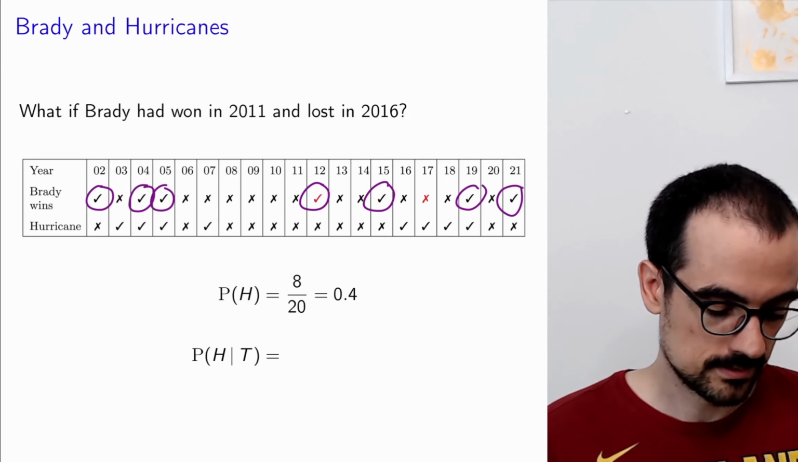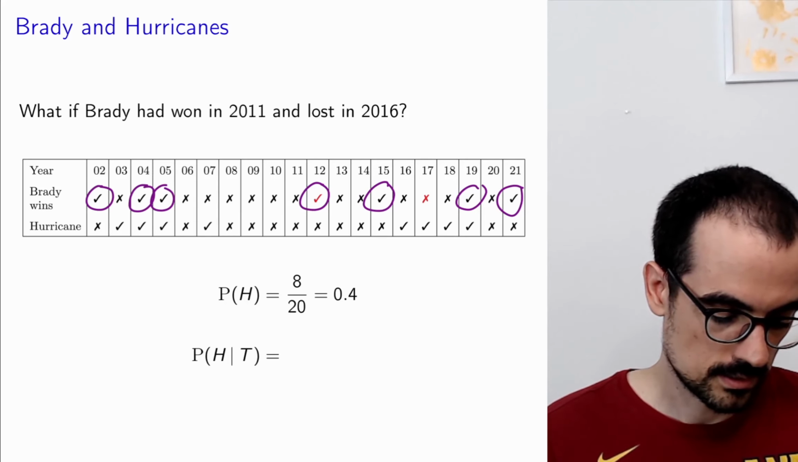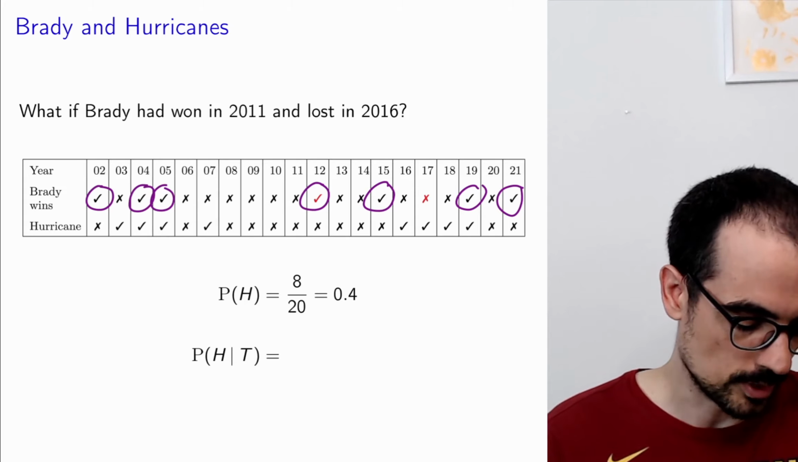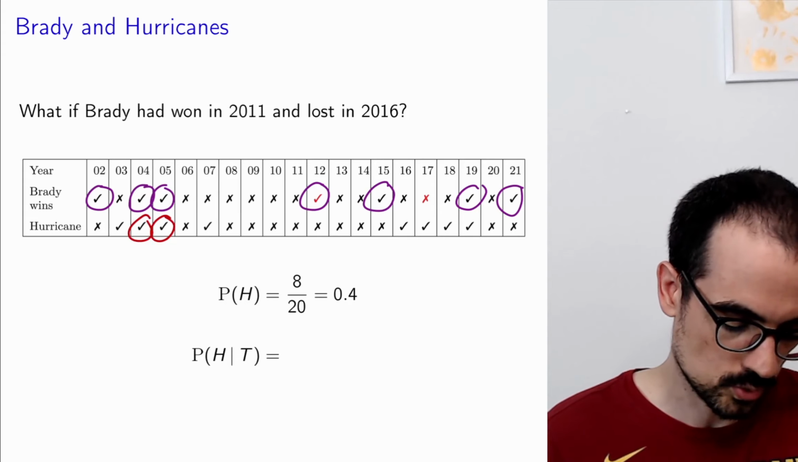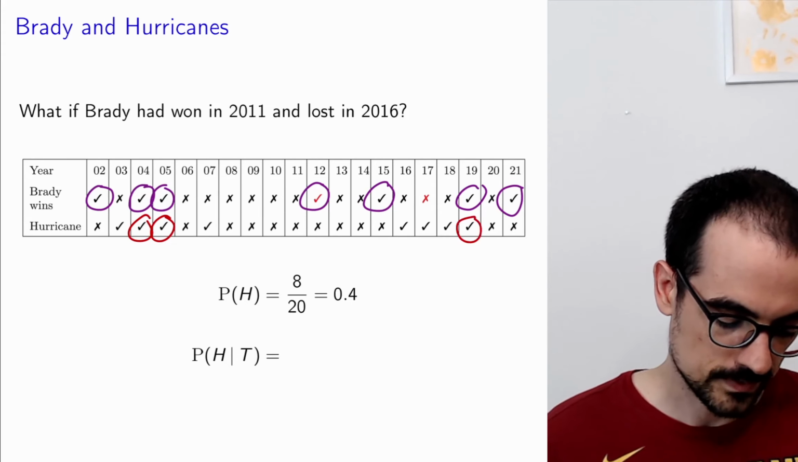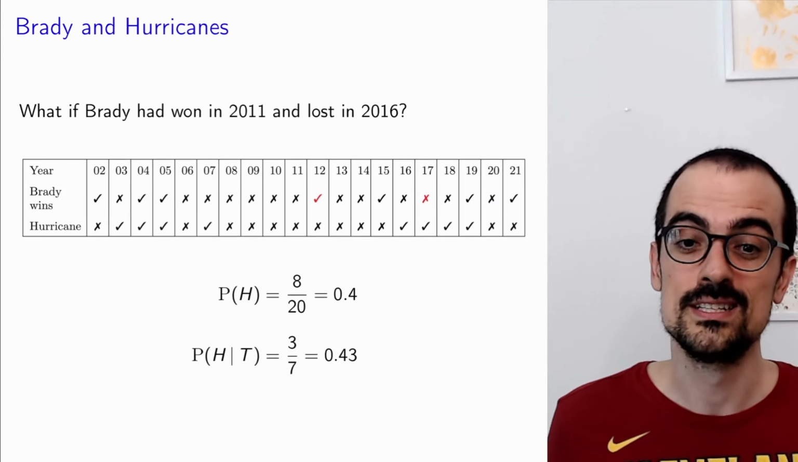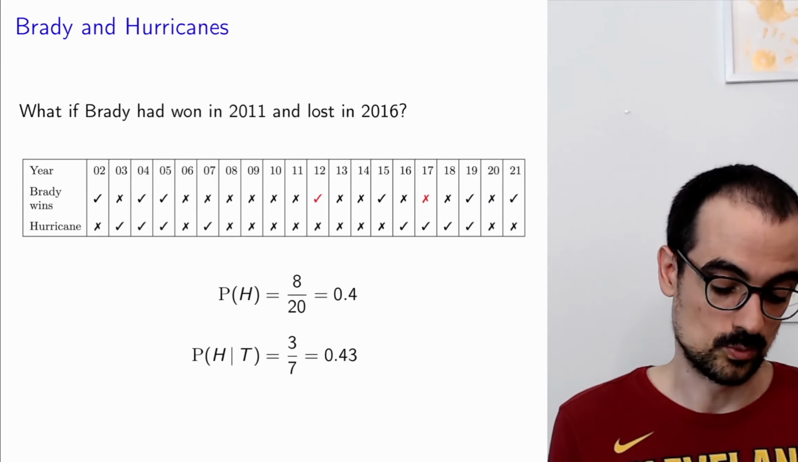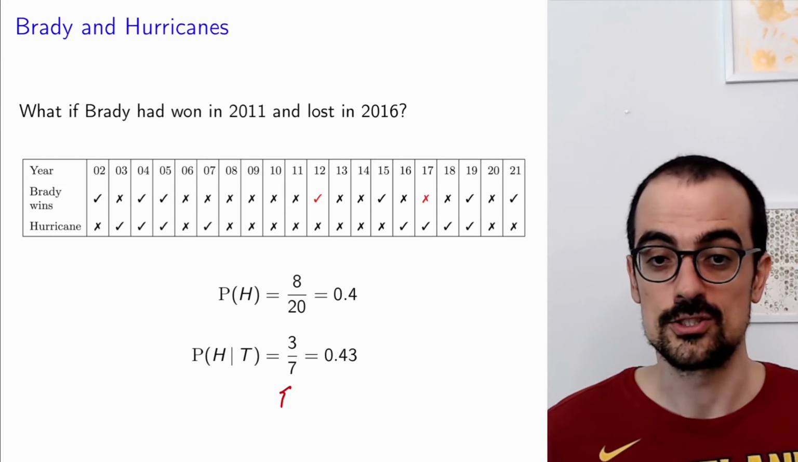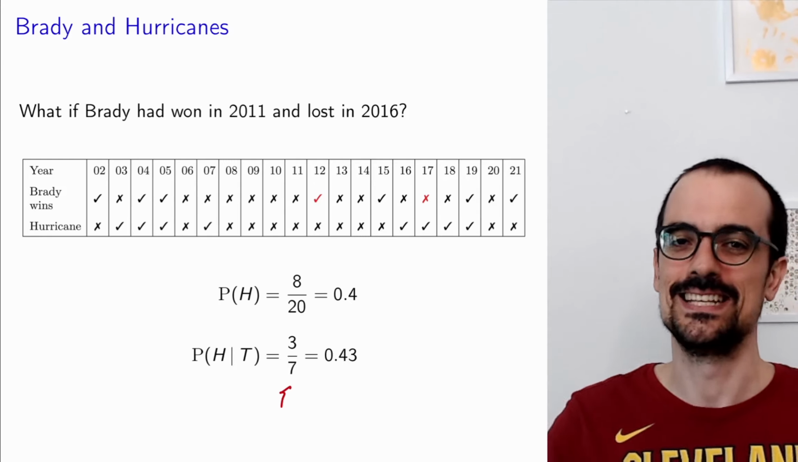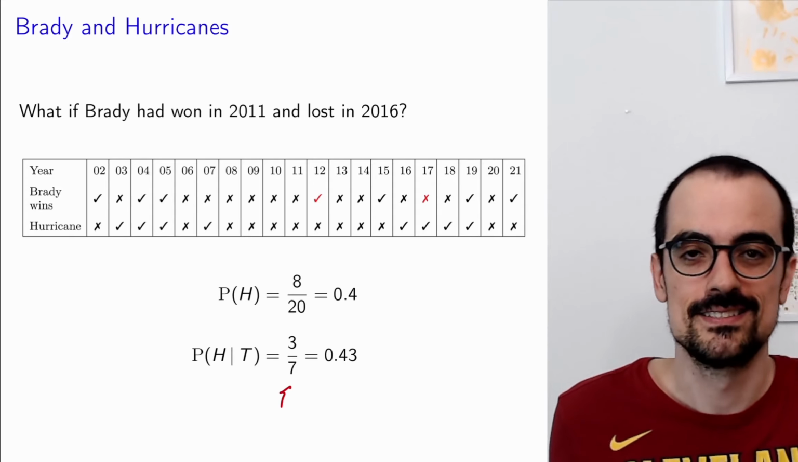Okay, so out of these 7 years, how many hurricanes do we observe? 1, 2, and 3, okay? And 3 over 7 is 0.43, which is as close as it gets to 0.4, given that we have to divide by 7, right? So it's very likely that in this case, these 2 events are for sure independent, right?